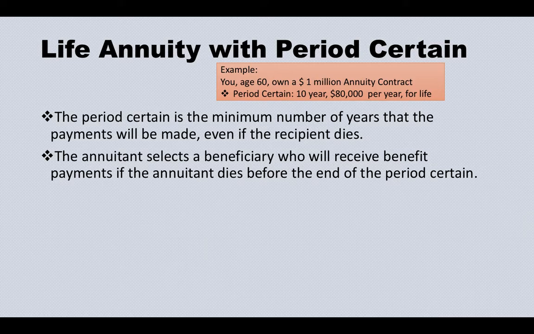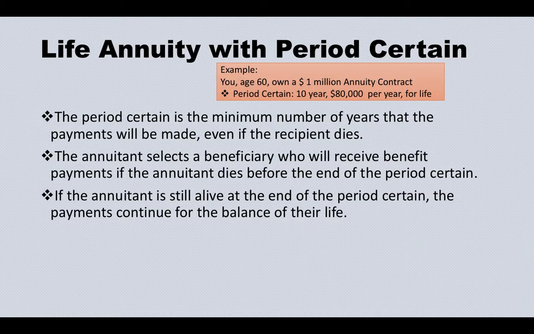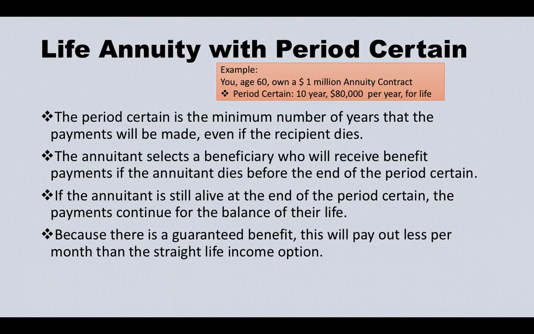The annuitant selects the beneficiary who will receive the benefit payments if the annuitant dies before the end of the period certain. That's exactly what we said. If you die before 10 years, the beneficiary will receive the payments to the end of the 10 years. If the annuitant is still alive at the end of the period, the payment continues for the balance of their life. If you live to 200, the $80,000 is still there.